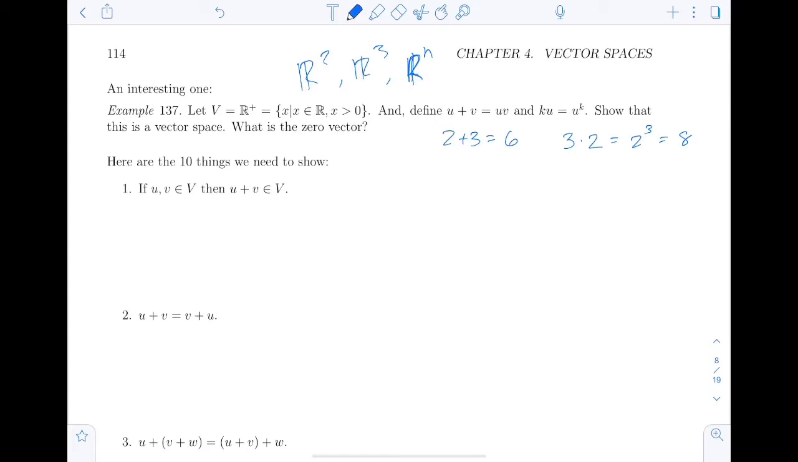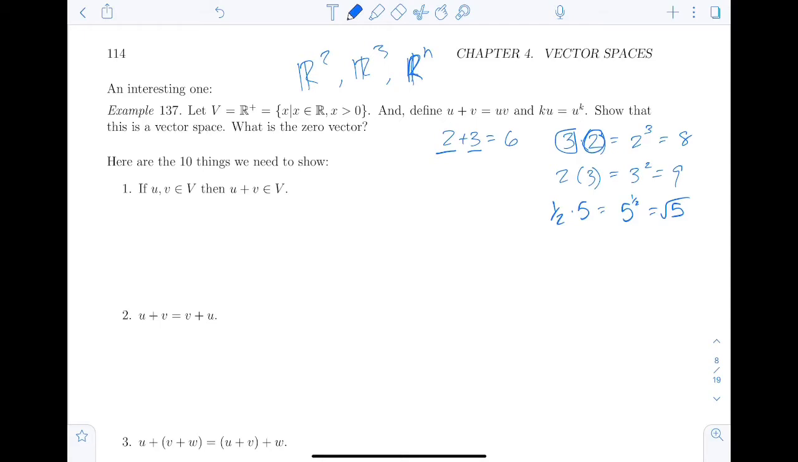Now in this case, this thing is the vector. If I do 2 times 3, where 3 is the vector, that's 3 squared, which is 9. So weird things are happening here. These are both vectors. This is vector addition. This is the vector, and this is the scalar. So if you do 1/2 times 5, that's going to be root 5, 5 to the 1/2. So that's kind of how this thing is going.